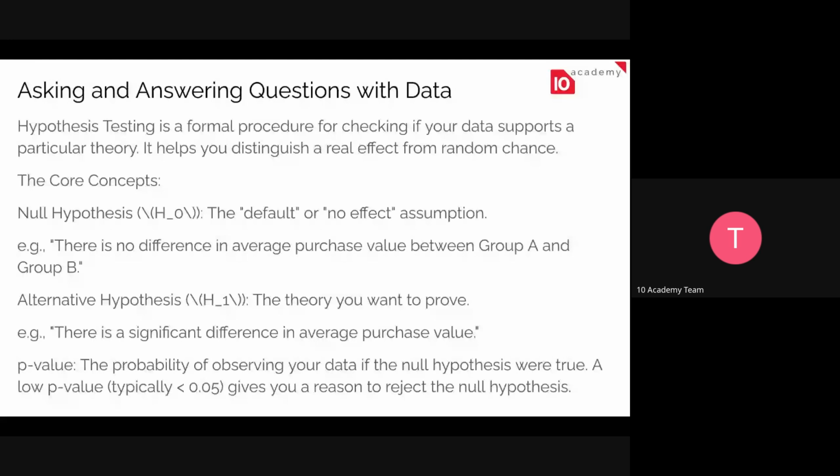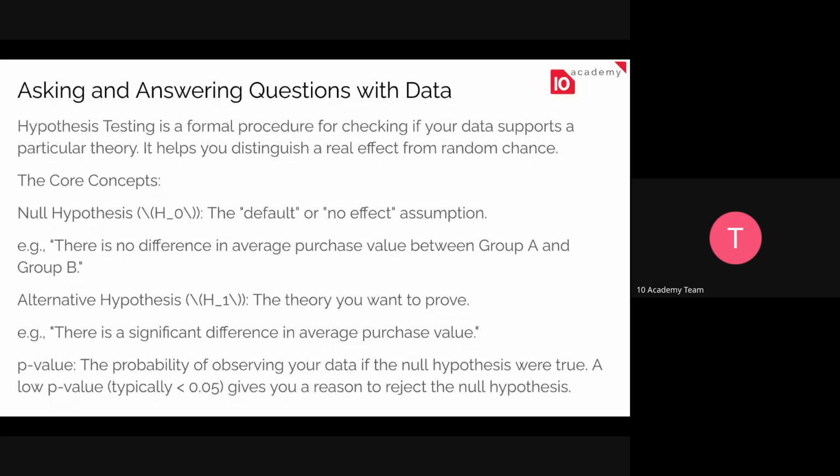And the alternative hypothesis is the one that you want to prove. For example, there is a significant difference between the average purchase value of group A and group B. So you have the null hypothesis and the one you want to prove, which is the alternative hypothesis. And the p-value is just the probability, I think you have seen this earlier, of observing the data if the null hypothesis were true.